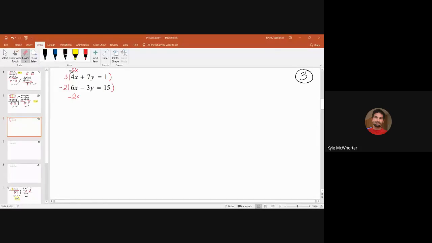Let's see if our eraser works. Ooh. Worked like a charm that time.